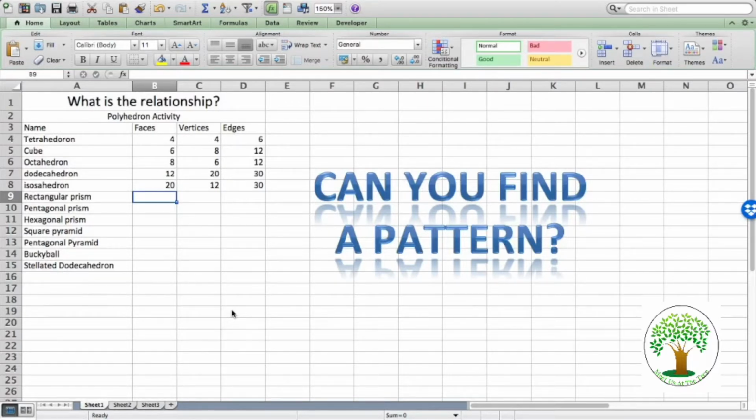So let's go to how they wrote the formula. You're going to be pleasantly surprised in just a moment. I'll show you. Where am I at?